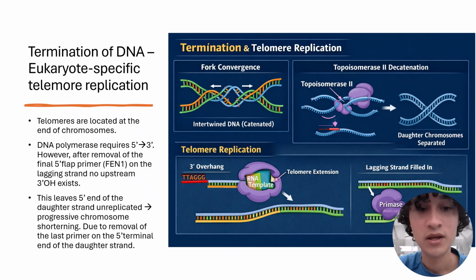Once on the lagging strand, once that final 5' flap is removed, there's no 3' hydroxyl group. There's nothing. The telomeres take the fall. They're non-coding DNA, and they take the fall at the end of the chromosomes. On the lagging strand, there's nothing to build off of, and this is due to the removal of that last primer.